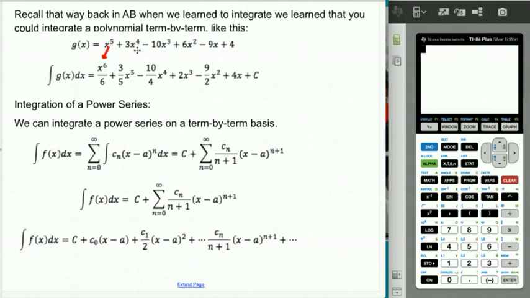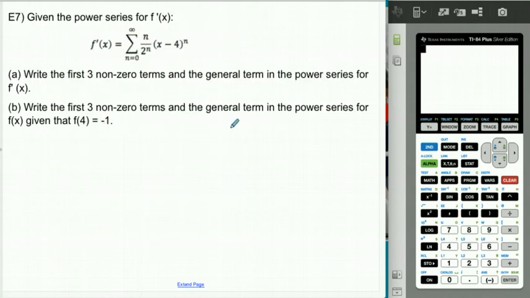You'd integrate the 3x to the fourth and get 3/5 x to the fifth, right? You'd integrate the negative 10x to the third and get a negative 10/4 x to the fourth, and so on, right? Plus that c for the constant of integration. So when we integrate a power series, it's the same thing. We just integrate on a term-by-term basis, and we can integrate the general term the same way. Now, very often this c ends up being 0, and we'll talk about that when we move forward, but you do still have that constant of integration. So let's go ahead and practice integrating a power series.